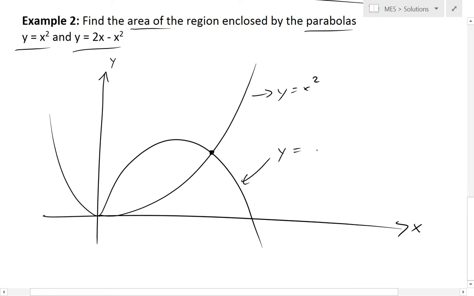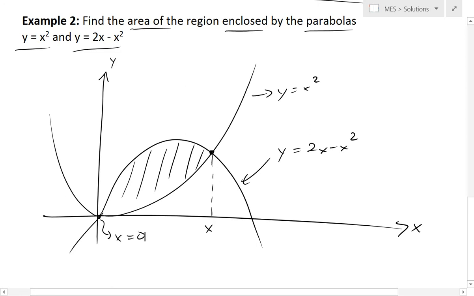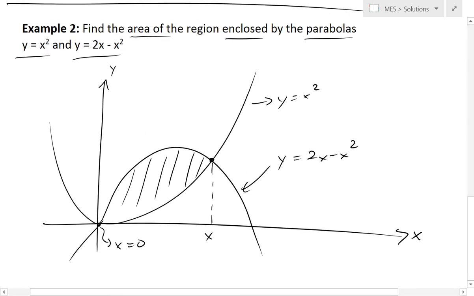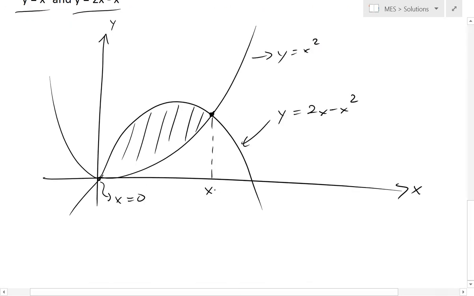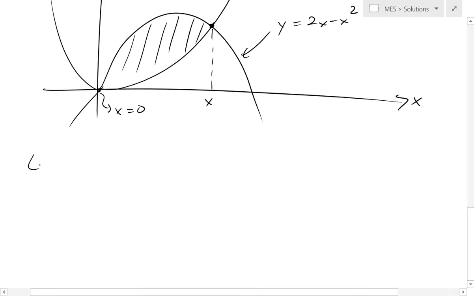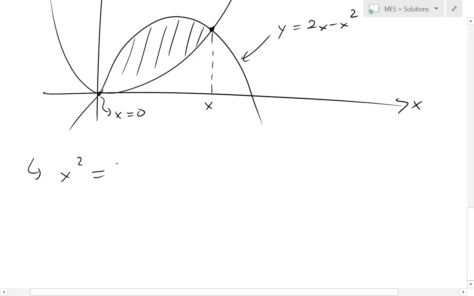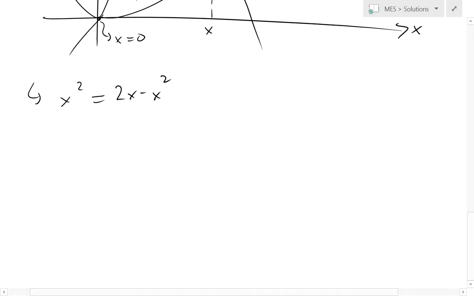This is y equals 2x minus x squared, so this is just a parabola going down. And as you can see here, this is the region enclosed by it. So we have to find this x value and this one right here. We can see it's going to be 0, but we'll prove it soon. To do that, we find where both of these functions equal the same value at a particular x, at these two points. So we write x squared equals 2x minus x squared, and we solve for this.